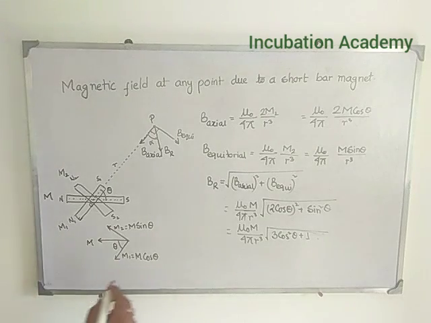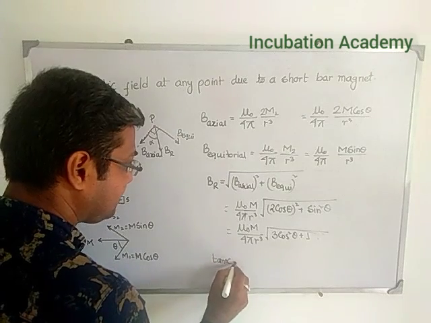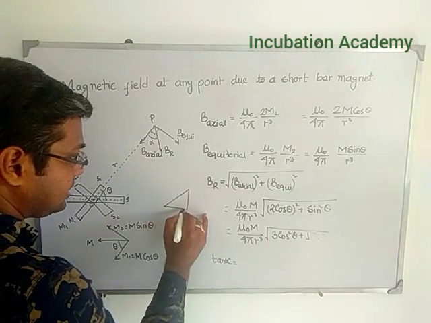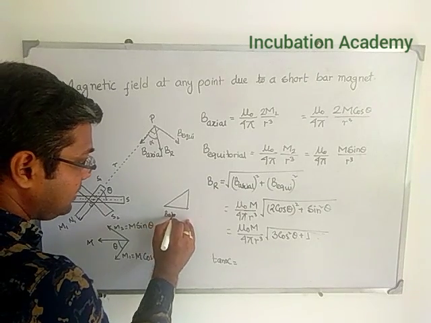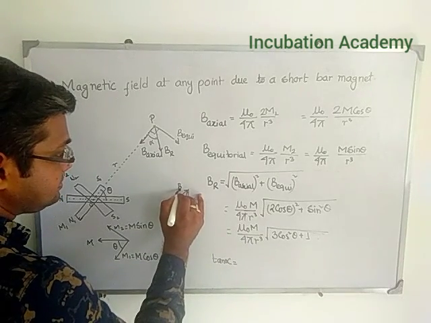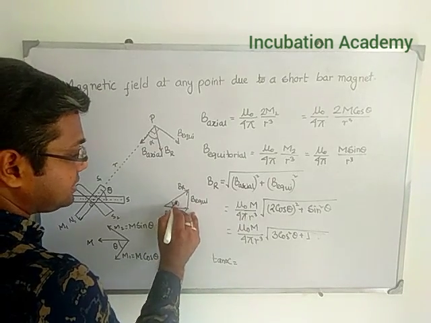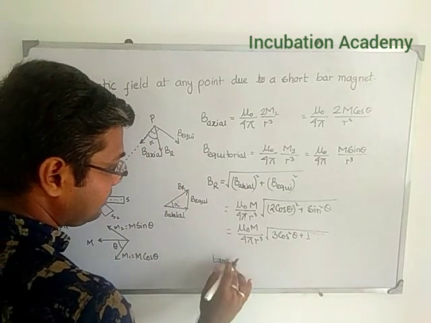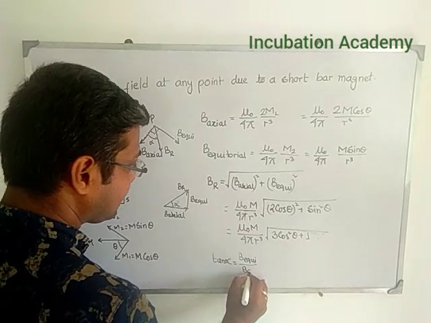So what is this alpha? If I say tan alpha, and I draw this triangle, just try to understand this. The angle is between B axial, that is in the direction, and BR, and this is B equatorial, this is the angle alpha. So tan alpha is B equatorial divided by B axial.